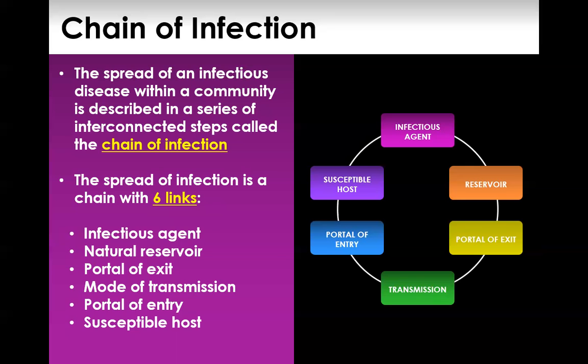And the mode of transmission: is it by direct contact? Indirect contact? By a fomite? By a vector, maybe a mosquito biting us? And then the portal of entry, how it gets into that susceptible host. Maybe somebody sneezed over a glass of water and now you drink that water. Or someone sneezed on a pen and you put that pen into your mouth. So this is the chain of infection, and if we break any of those links, we can end it, or make sure that our patients and we do not become infected.